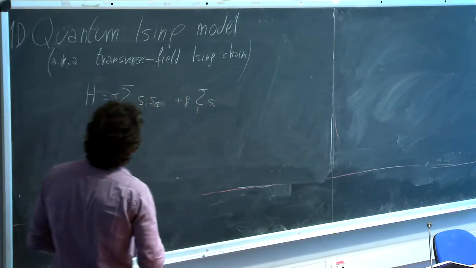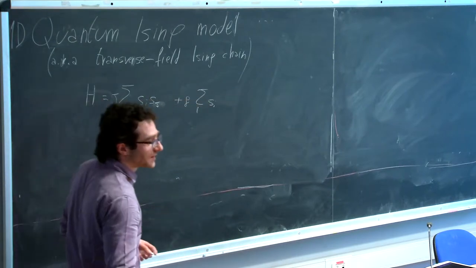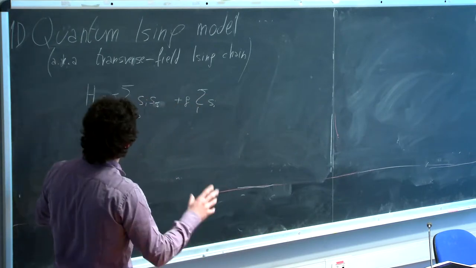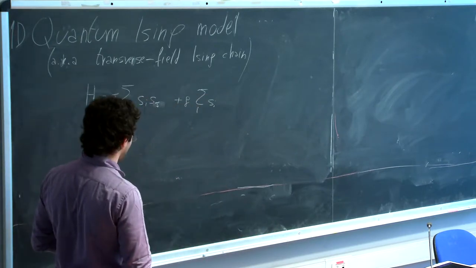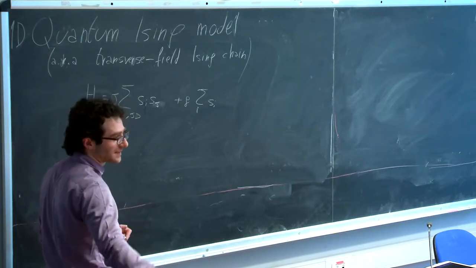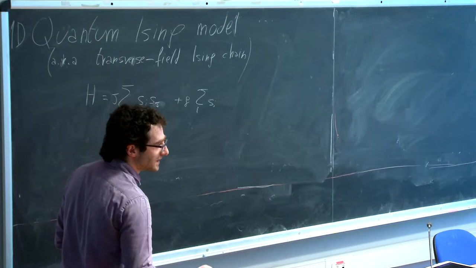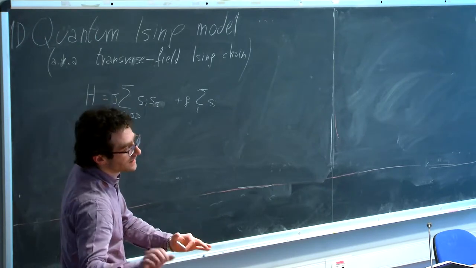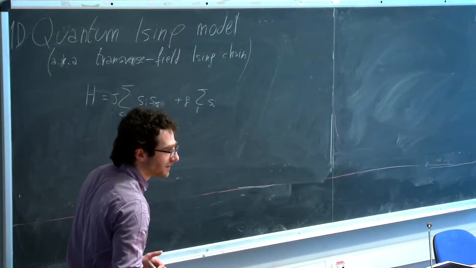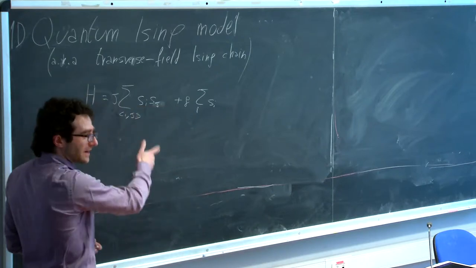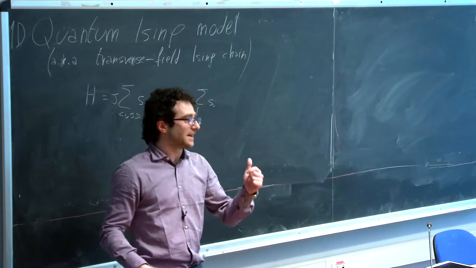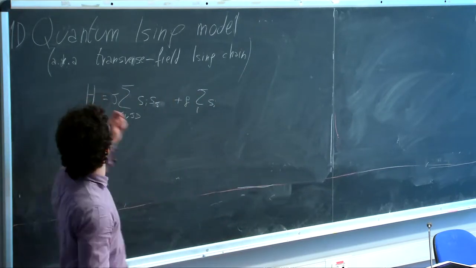Okay, and what about the quantum version? Generally, when we compare classical models with quantum models, what happens in d plus 1 dimensions in the classical case happens in d dimensions in the quantum case. So for this model, we are able to solve it easily. We will solve the one-dimensional case.